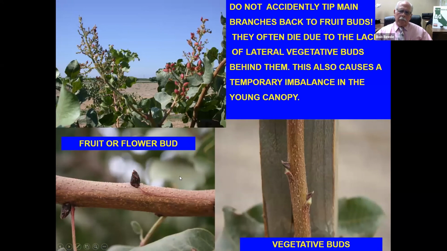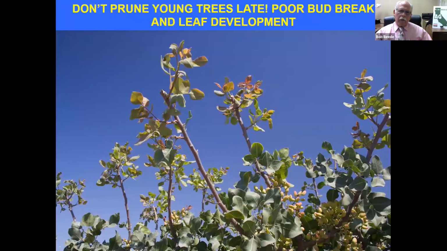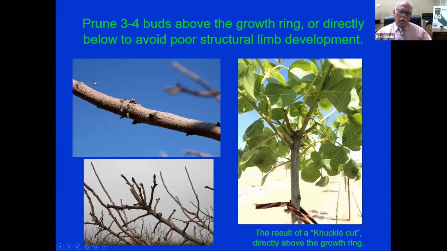Typical points to make in pruning: avoid tipping all the vegetative buds off, which can happen. You're going to wind up with fruiting that will occur in older trees. Here's a flower bud, and there's a vegetative bud. You have to have at least 2 of these or more above your flower bud. Don't prune trees late, like Craig said. And also prune 3 to 4 buds above the growth ring.